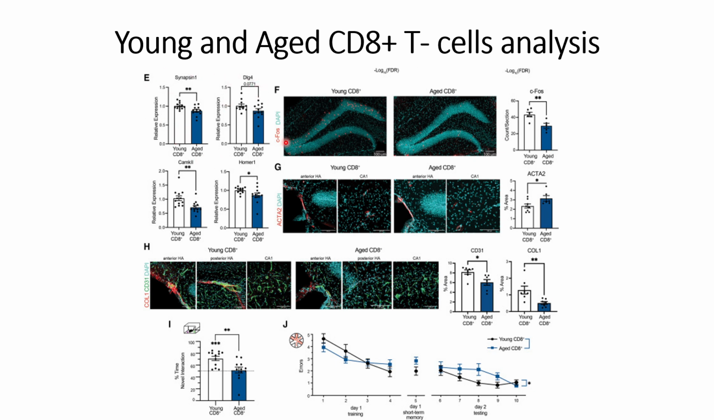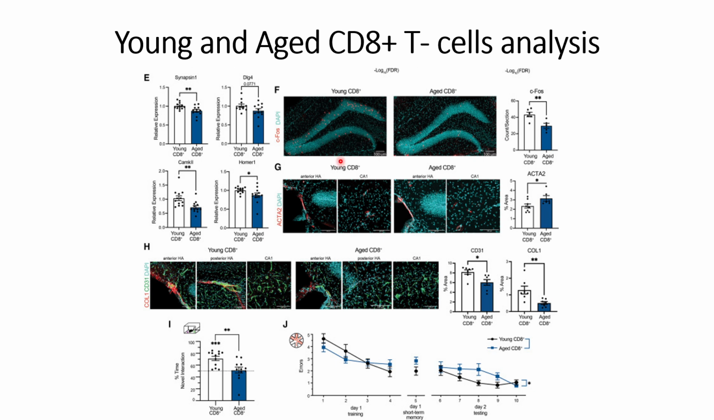Afterwards, they also checked the gene responsible for the response in the neuron, that is c-Fos. It is found to be high in the young CD8 plus T cells, whereas very low in the aged CD8 plus T cells. The quantitative analysis also confirms this in the immunohistochemistry, ISC, image.